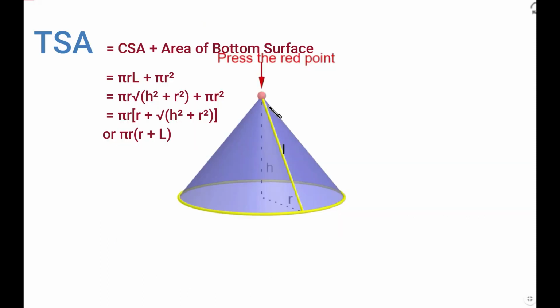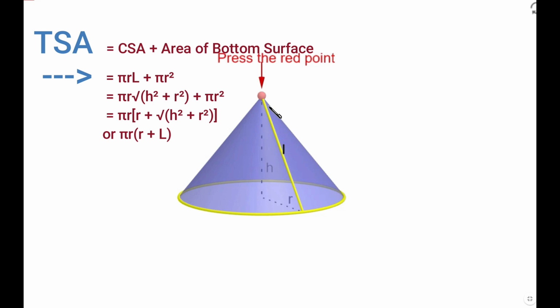Alright. Now, to find the total surface area of a cone, we need to add the curved surface area of a cone, which is pi RL, with the area of the bottom surface. Now, the bottom surface we already got is a circle of radius r. So, we just need to get the area of this circle. What is the area of this circle with radius r? It is pi r square, and we already have the curved surface area as pi r l. So, we need to add it, and we get pi r l plus pi r square.